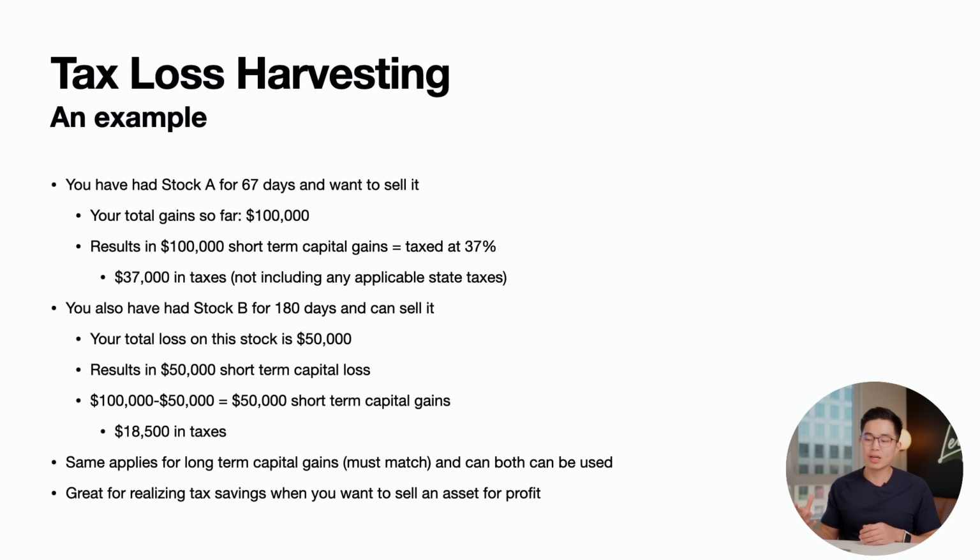So if you take 100,000, subtract 50,000, this leaves you with $50,000 of net short-term capital gains, and that's going to come in at $18,500 in taxes. That definitely is a whole lot better than paying $37,000 in taxes. So that is a technique that you can use to reduce your taxable income.